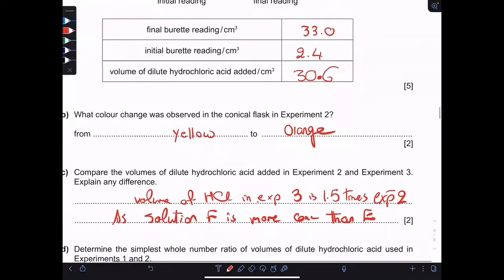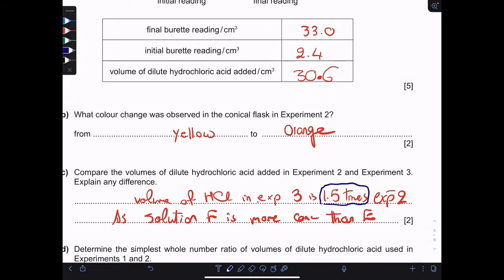Question C, compare the volumes of dilute hydrochloric acid added in experiment 2 and 3. Explain any differences. Of course, the volume of HCl in experiment 3 is 1.5 times more than experiment 2. You must always find a mathematical relationship between the volumes. It's rarely enough to say more.